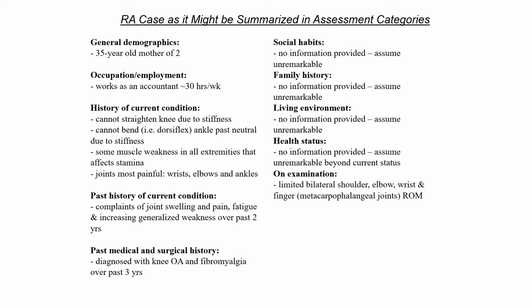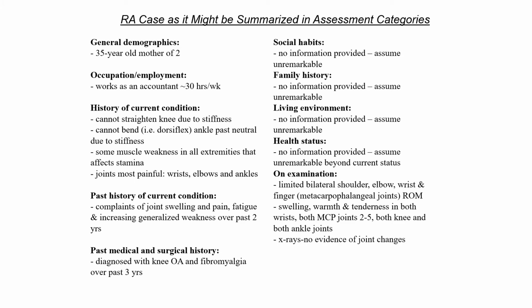Other things of note. On examination, the limited bilateral shoulder, elbow, wrist, and finger range of motion, again, that can relate back to swelling. That is a cardinal sign of inflammation. Swelling, warmth, and tenderness in both wrists, both MCP joints, 2 through 5, both knees, both ankle joints. So numerous joints can be involved, presenting with signs and symptoms of inflammation. X-rays did not denote any degeneration, and sometimes X-rays will be ordered to further isolate if there is underlying progression. As we know with rheumatoid arthritis, over time it can progress to the point of joint degeneration or joint erosion.